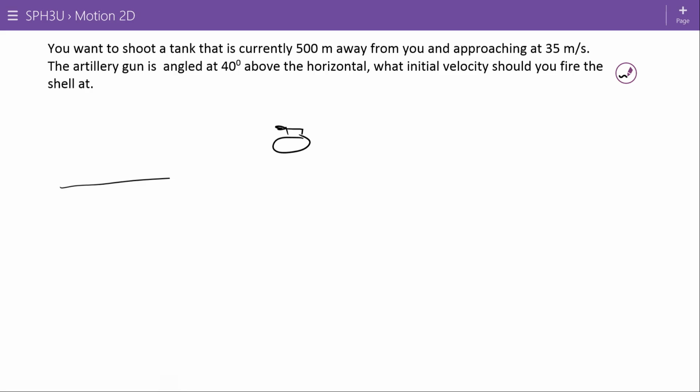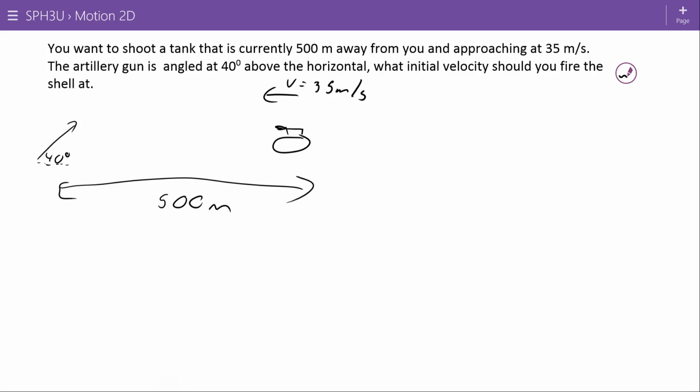And it's currently 500 meters away. It's approaching you at 35 meters per second. It doesn't say anything about acceleration or anything like that, so we're going to assume that this is a constant velocity of 35 meters per second. The artillery gun is angled at 40 degrees above the horizontal. So here you are at 40 degrees above the horizontal. What initial velocity should you fire the shell at?